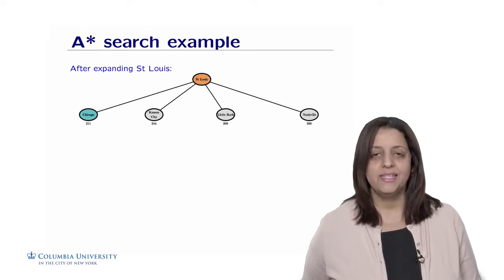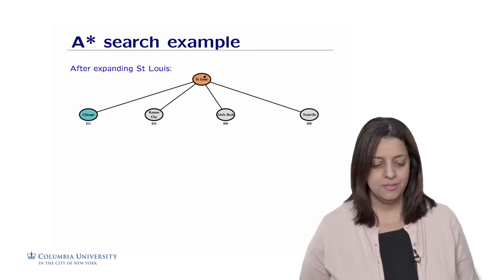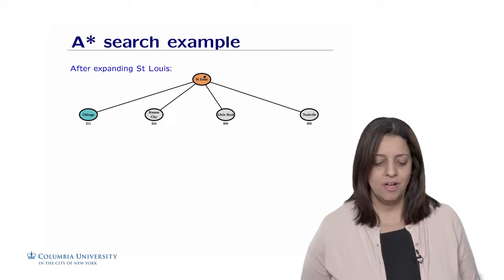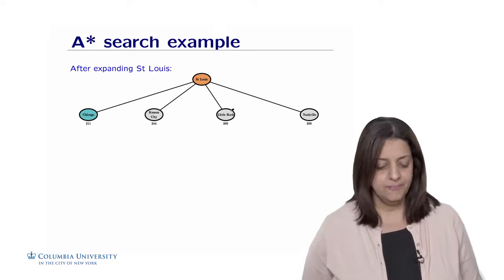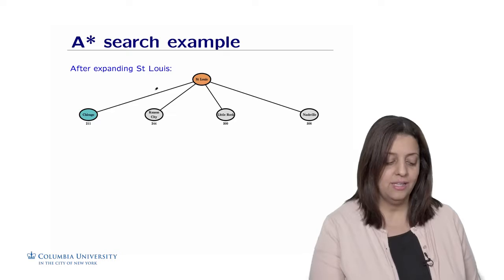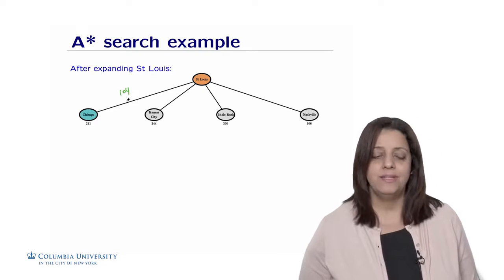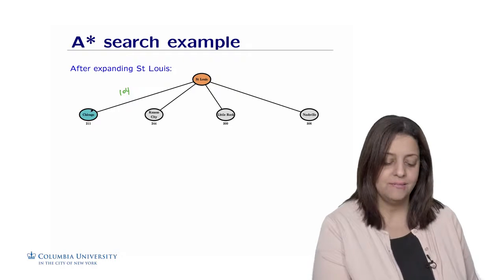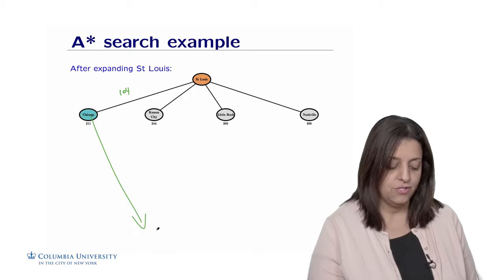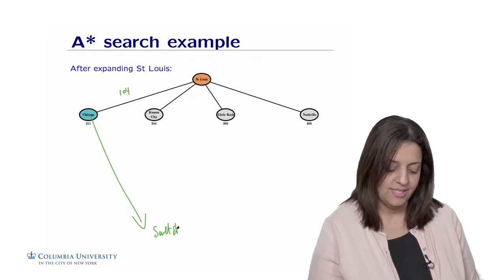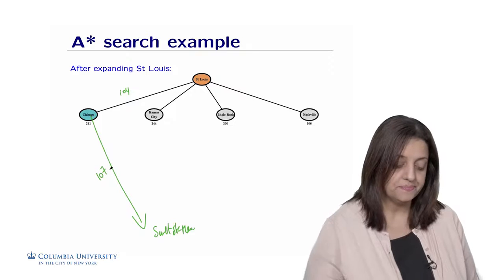The next step is, after we explored Saint Louis, we are going to put this node in orange to say that it is explored. We're going to explore the children of St. Louis, which would be Chicago, Kansas City, Little Rock, and Nashville. Note that the distance between St. Louis and Chicago is 104 kilometers, and the estimated distance between Chicago and Sault Ste. Marie is 107. So if we have Sault Ste. Marie here, the distance here is 107.